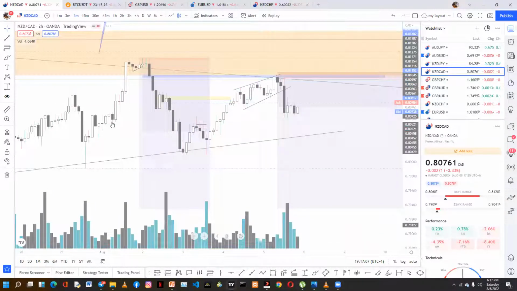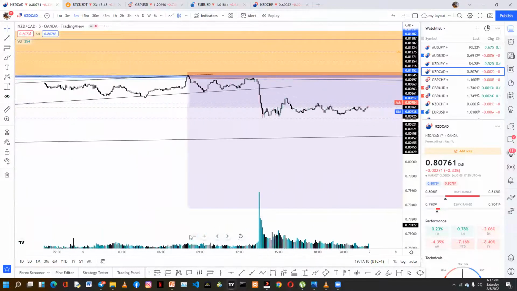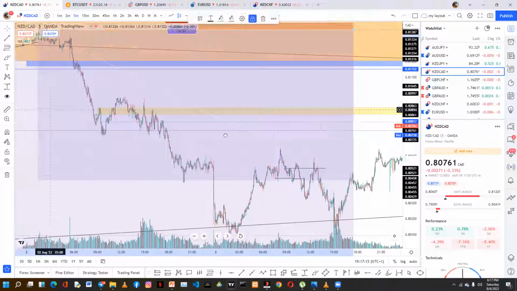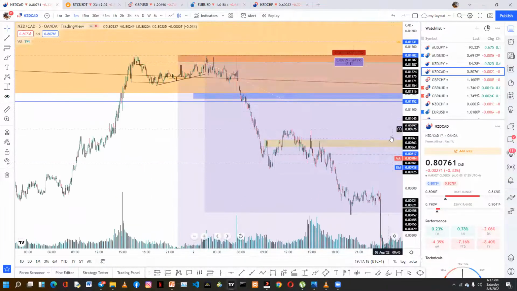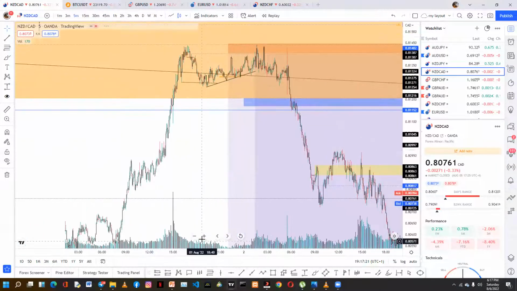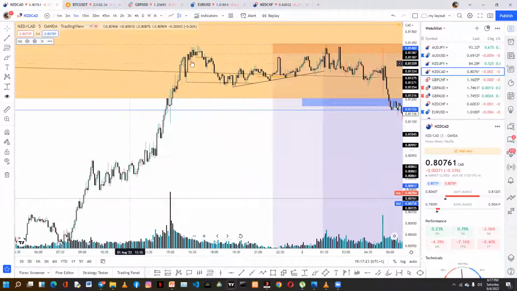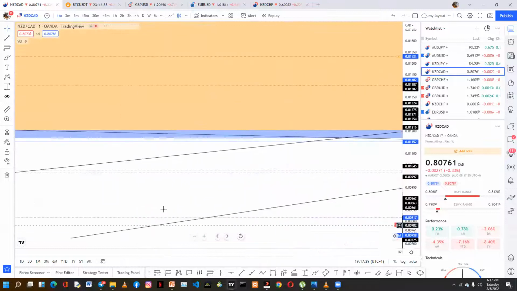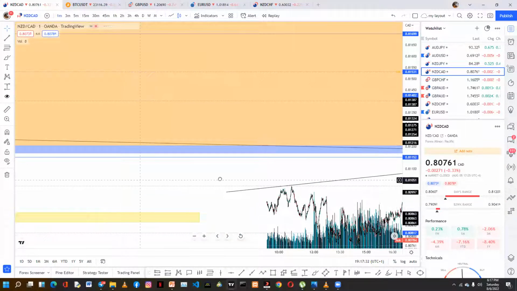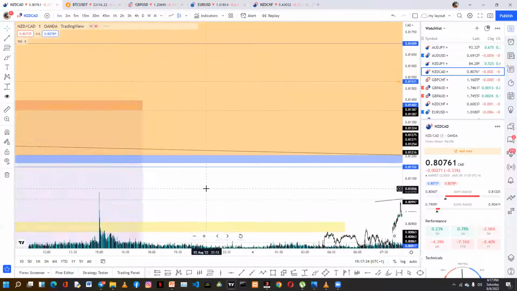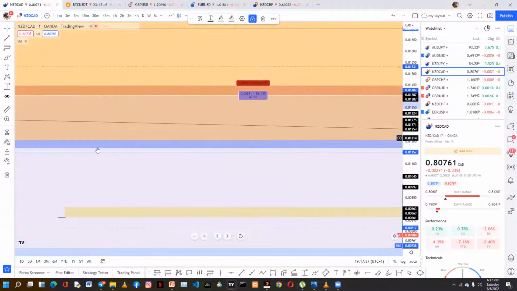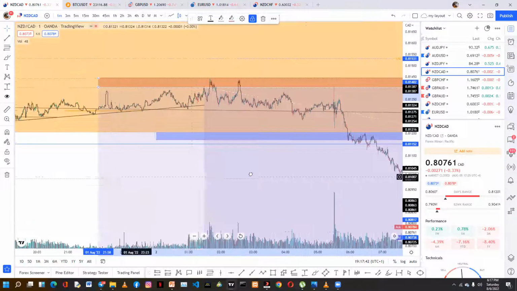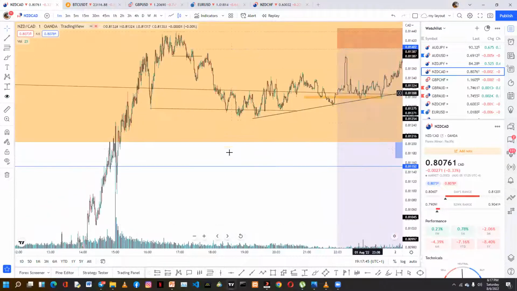I think at that time we're looking for a rejection. Okay. All right, so you guys saw me marking this candle here on the 1 minute. This is what we have. Okay, so this is what I marked.